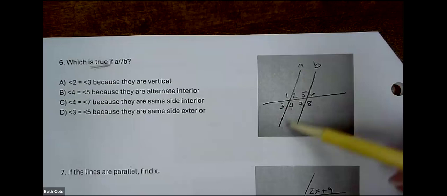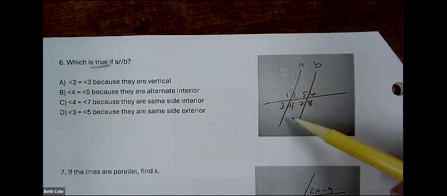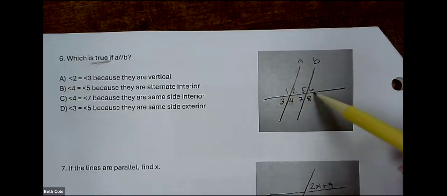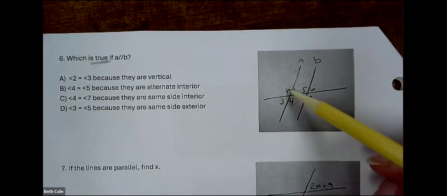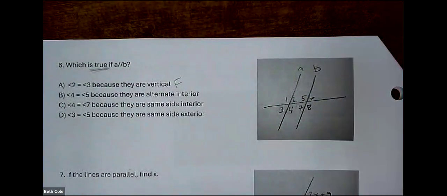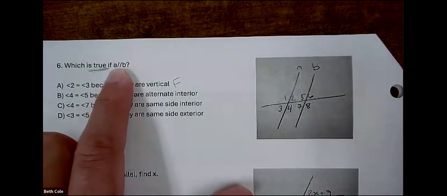But does that have anything to do with these lines being parallel? It doesn't. Do you see how 2 and 3 are both from this section? In order for it to be true, you have to have one from each. So you have to have one from this grouping and one from this grouping. So I do not want that choice. Even though those angles are congruent, it has nothing to do with the lines being parallel. So it's not going to be that one.